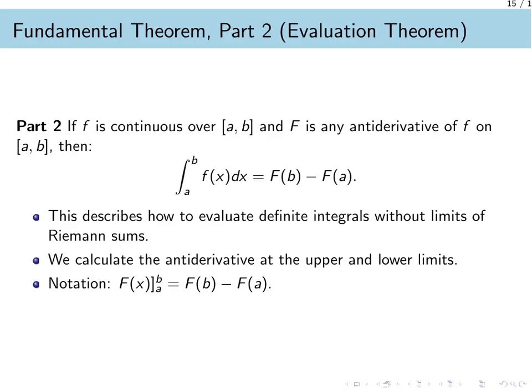This is a powerful tool because it completely bypasses the need for complex Riemann sum limits. We use the notation of a vertical bar or bracket to indicate the evaluation of the antiderivative at the upper and lower limits. This theorem turns the difficult problem of integration into the typically easier problem of finding an antiderivative.